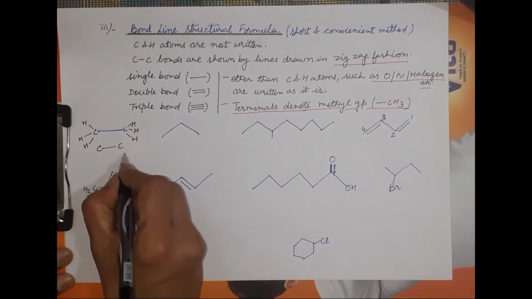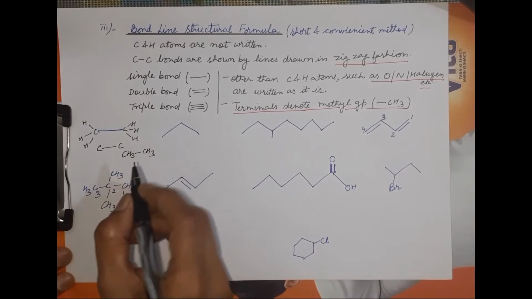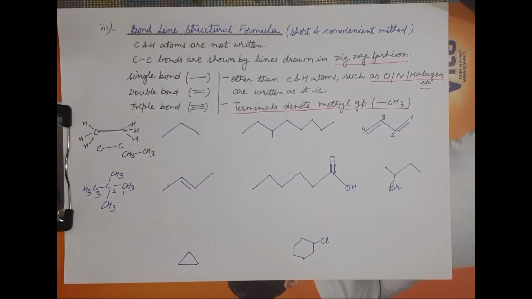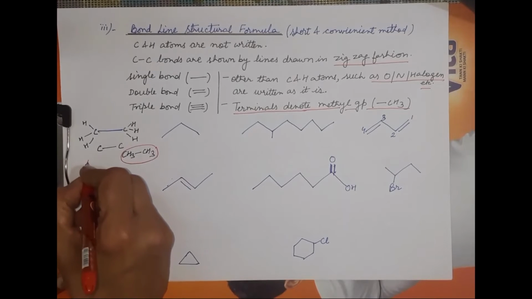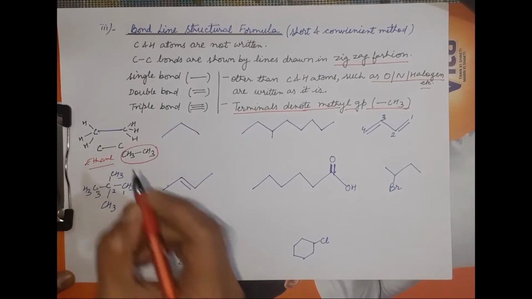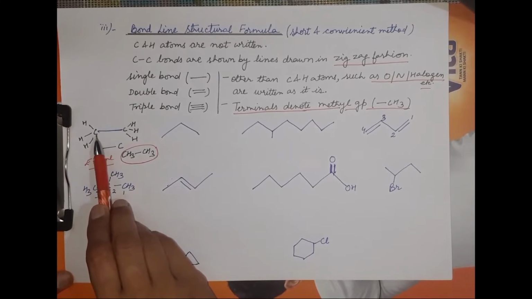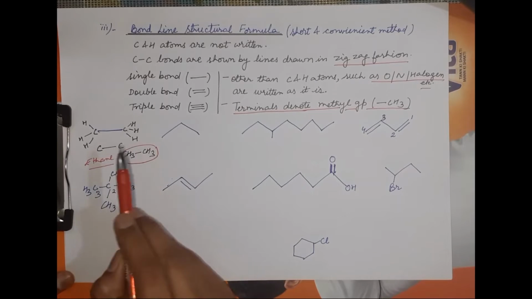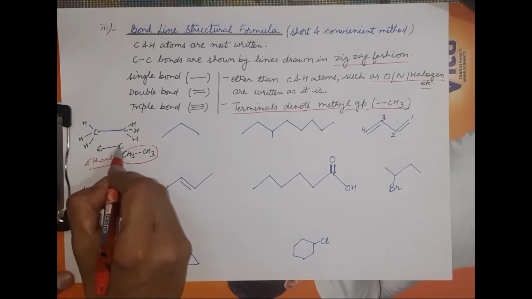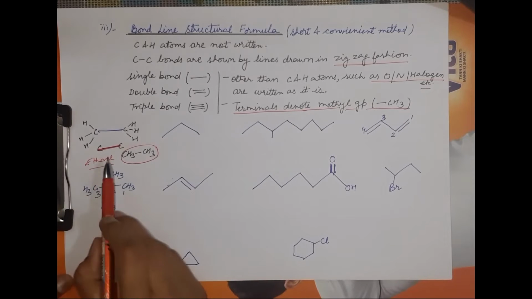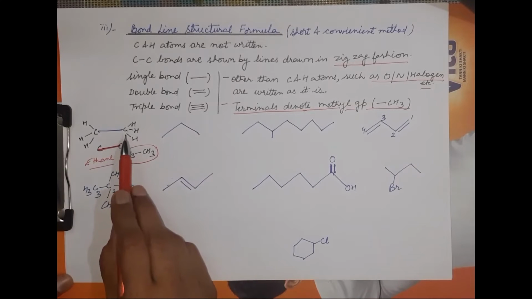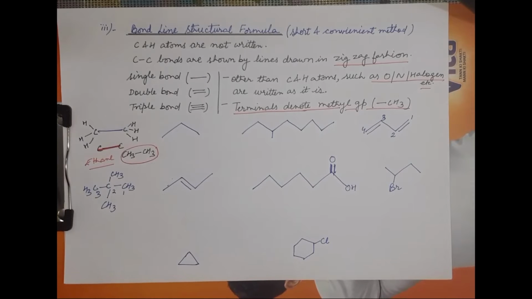How can we write this? We can write it like this also, CH3CH3. This will be the condensed formula for this compound. So what is the name for this? This is ethane. Here we can see that the terminals denote the methyl group. In this case only a simple line was there, so the carbons on both ends are methyl groups. Hope it is clear.